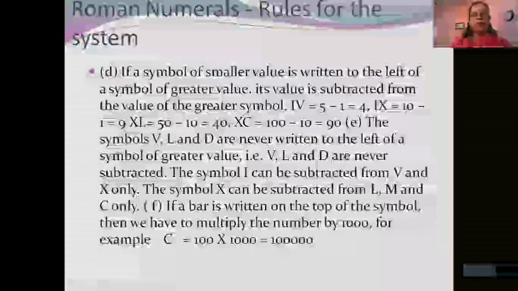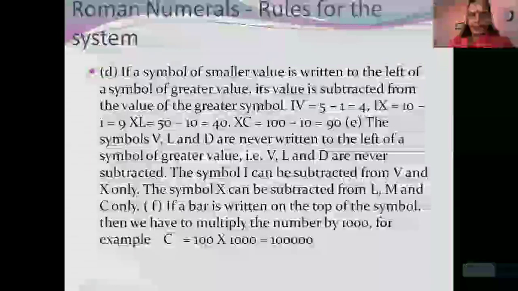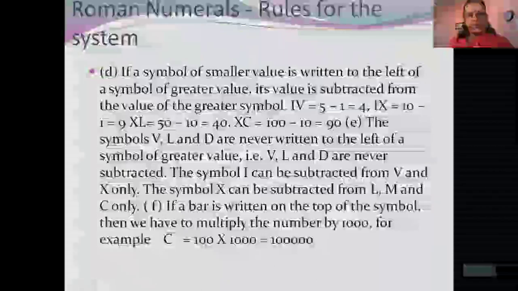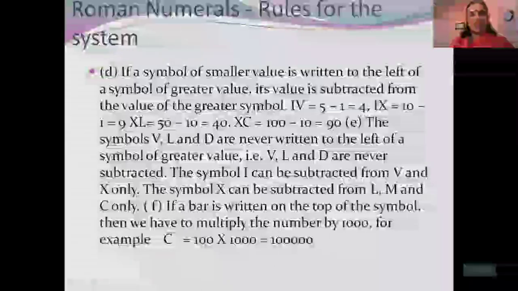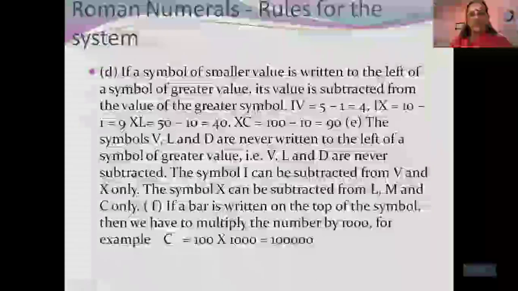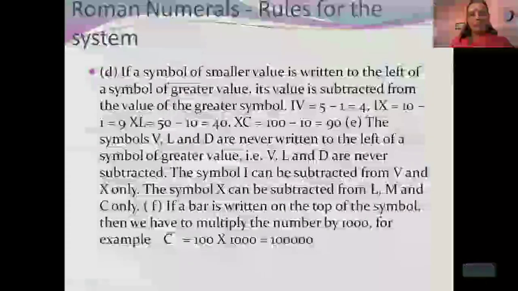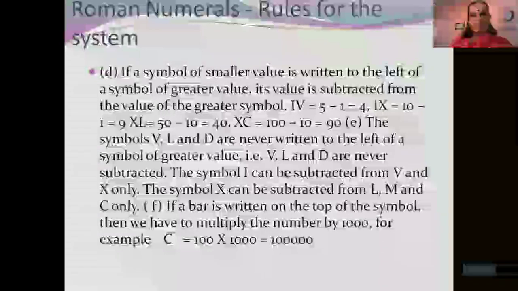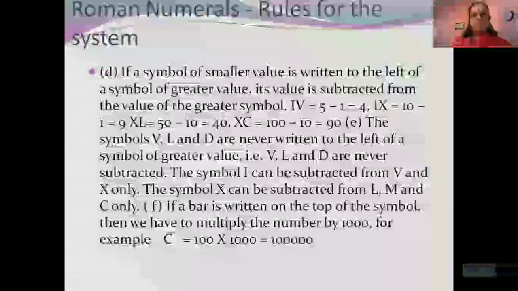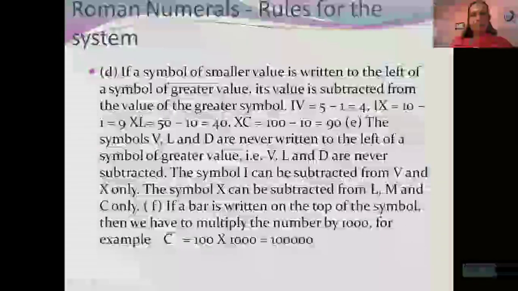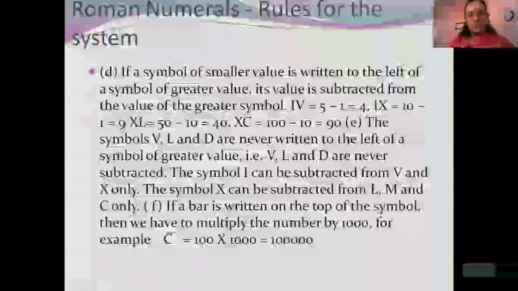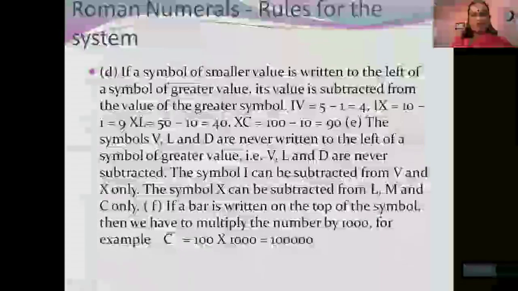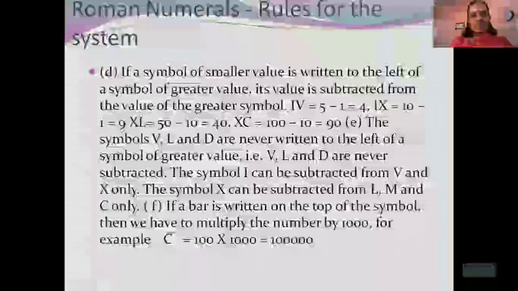Some more rules. If a symbol of a smaller value is written to the left of a symbol of greater value, its value is subtracted from the value of the greater symbol. That is, if we write 1 vertical line and V, it is 5 minus 1, which is 4. If we write 1 line and X, it is 10 minus 1, equal to 9. If we write XL, that is 50 minus 10, equal to 40. XC is 100 minus 10, which is 90.